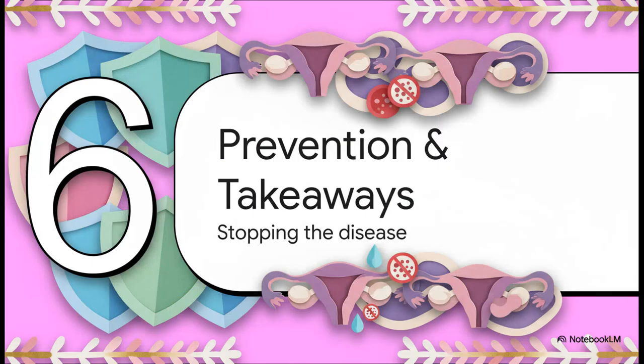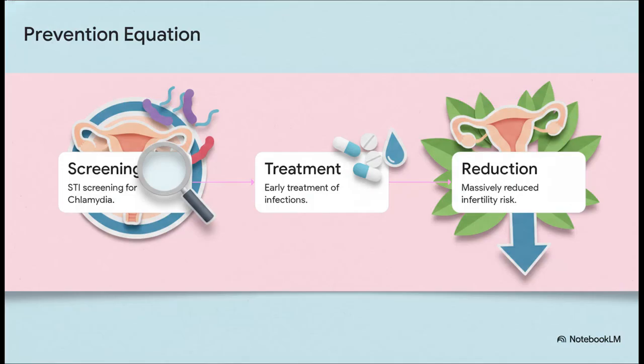Bringing it all together, Section 6, Prevention and Key Takeaways. The clinical equation for preserving long-term reproductive health is actually pretty straightforward. It starts with safe sexual practices and, absolutely crucially, STI screening, especially checking for chlamydia in sexually active young women. So step 1 is screening. Step 2 is aggressively treating those early infections before they ever get the chance to ascend. And step 3 is the direct payoff, a massively reduced risk of infertility and ectopic pregnancy.